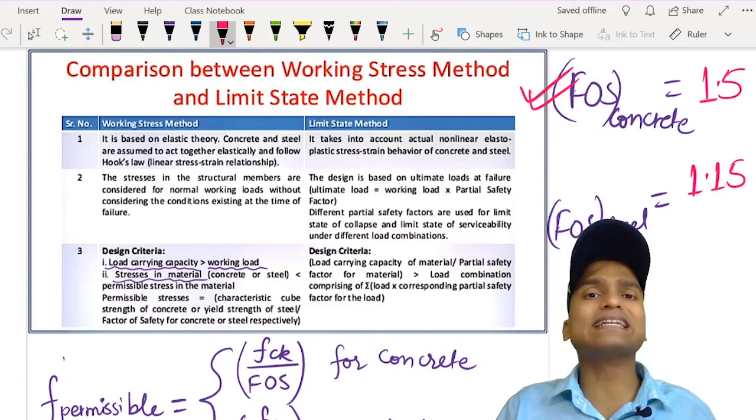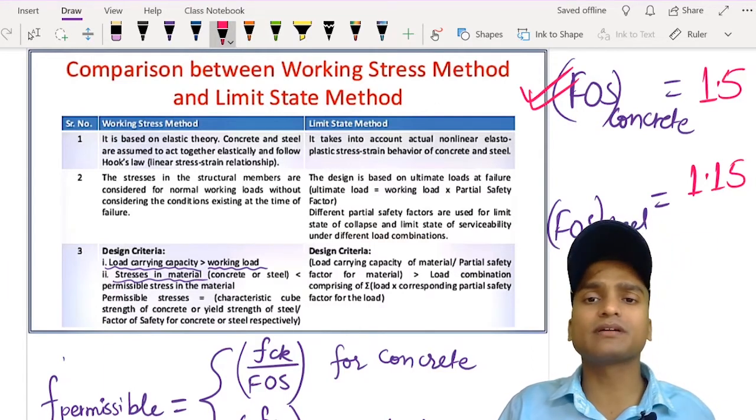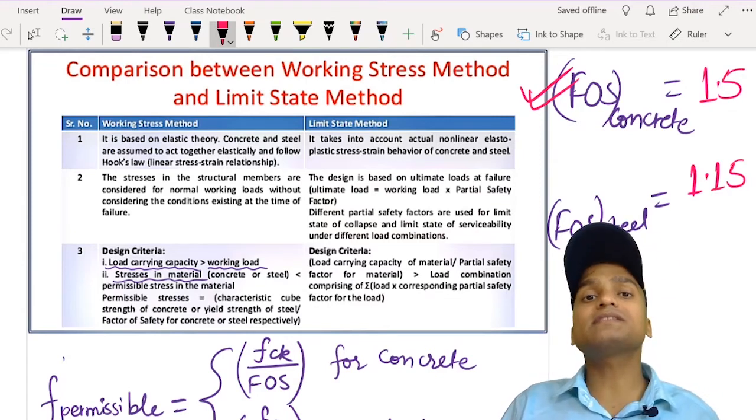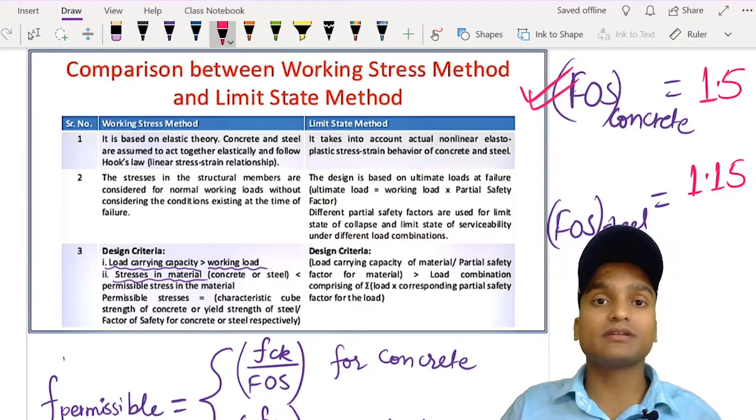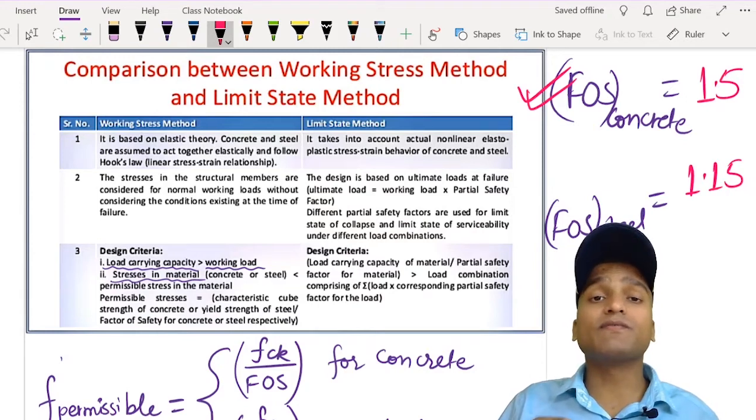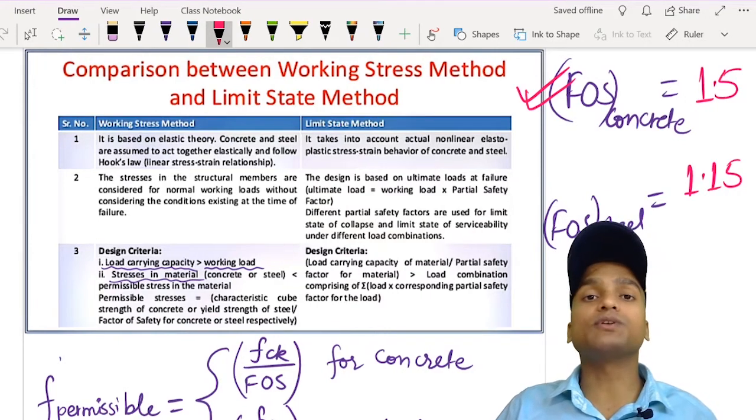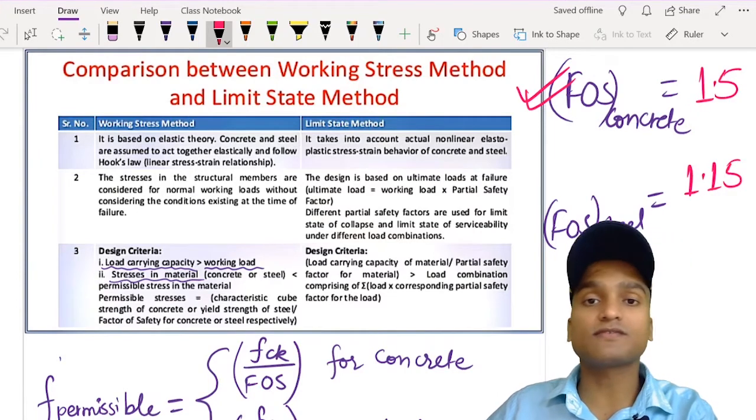That's why we take a little more factor of safety in concrete. But in case of steel, it is manufactured in the company or the industries where every parameter is controlled by the machinery, so we don't need to take much factor of safety in case of steel.